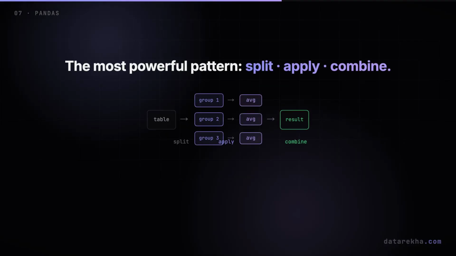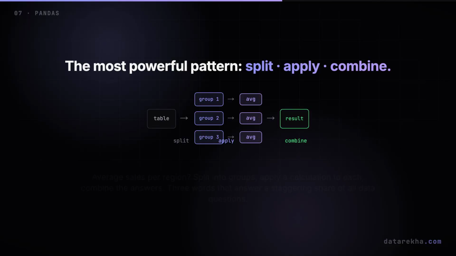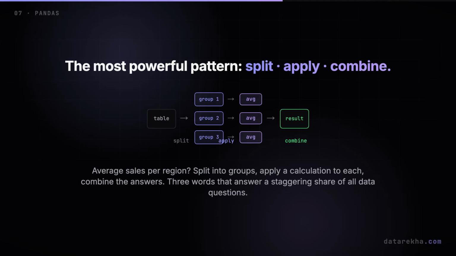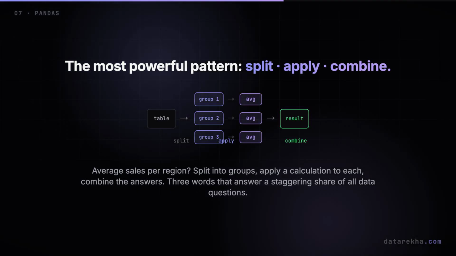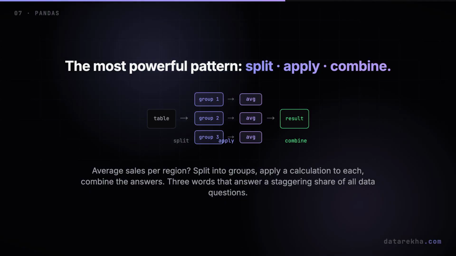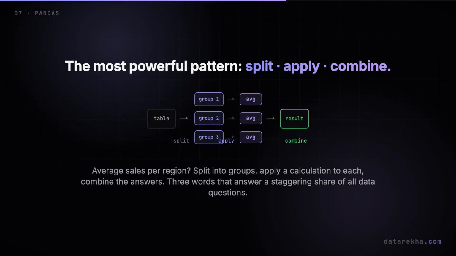Here's the most powerful pattern in all of data analysis. Group by. Say you want average sales per region. You split the table into groups, one per region. You apply a calculation to each group, the average, and you combine the answers back into a tidy result. Split, apply, combine. Three words. It answers a staggering fraction of the questions you'll ever ask of data.